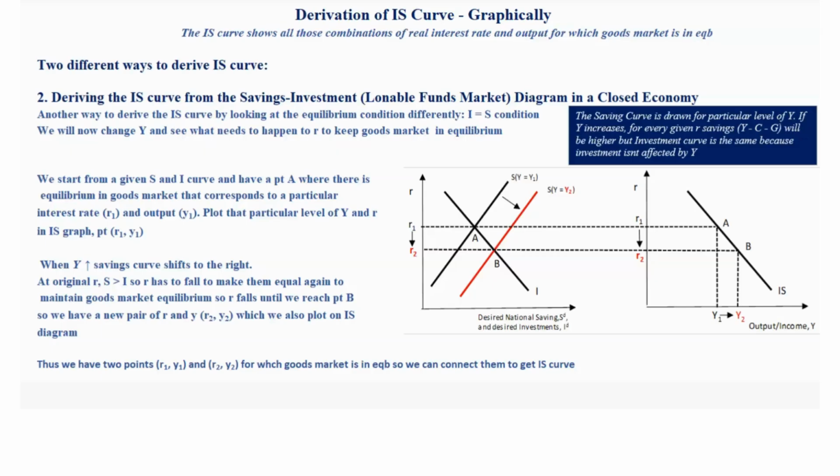So essentially, there are two ways that you can derive the IS curve graphically. One is you can combine the Keynesian cross with investment function, and here you change R and see what needs to happen to Y to keep goods market in equilibrium. The other equivalent way is that we use the savings investment diagram, and here we did it for a closed economy. In this case, you change Y and see what needs to happen to R to keep goods market in equilibrium.